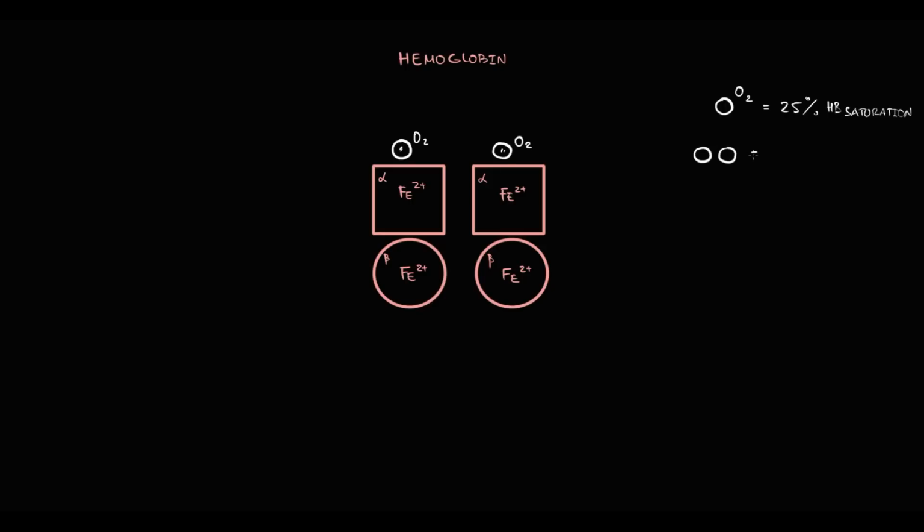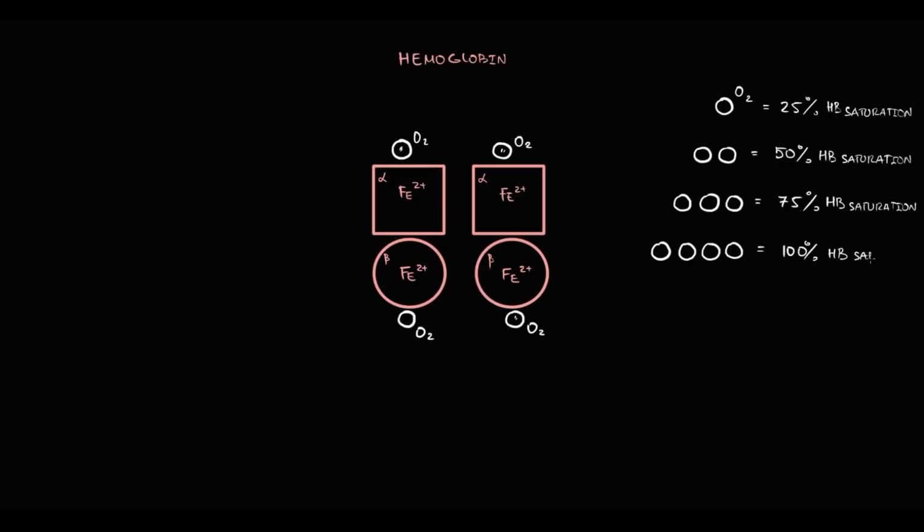If hemoglobin carries 2 oxygen molecules, its oxygen saturation becomes 50%. 3 oxygen molecules give saturation 75%. And if hemoglobin has 4 oxygen molecules, it's 100% saturated hemoglobin.